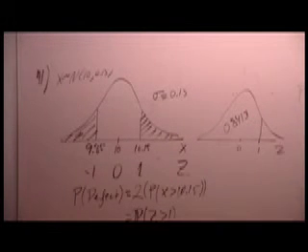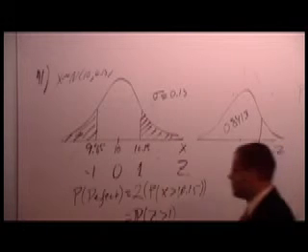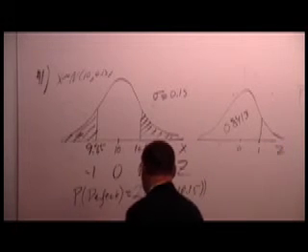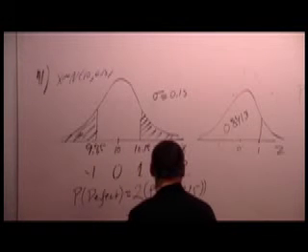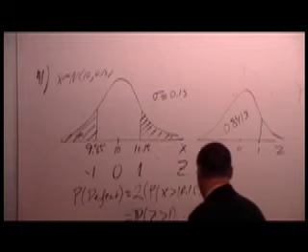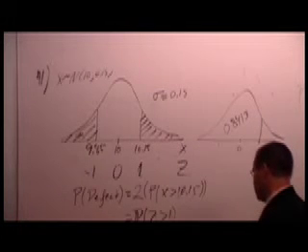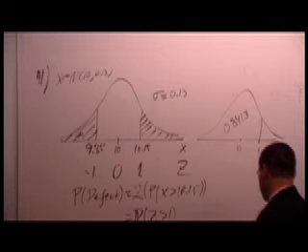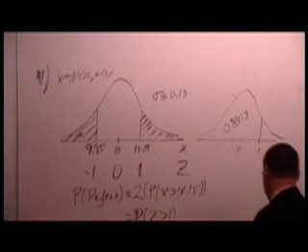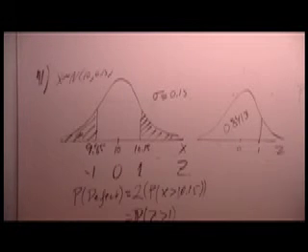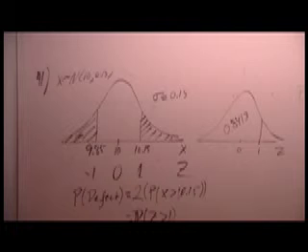So that's 2 times 1 minus 0.8413, or 2 times 0.1587, which is 0.3174. Everybody agree with that? Yes, 31.74%. Very good.